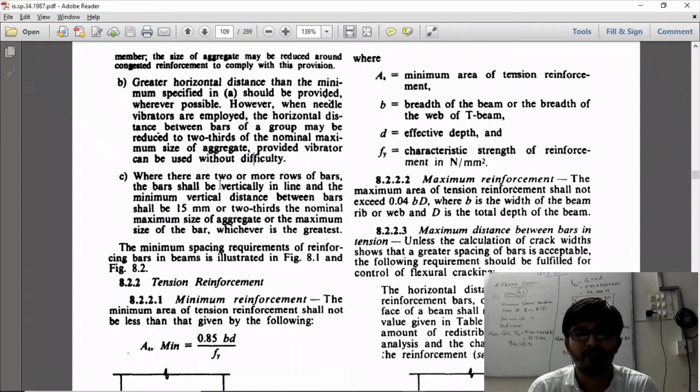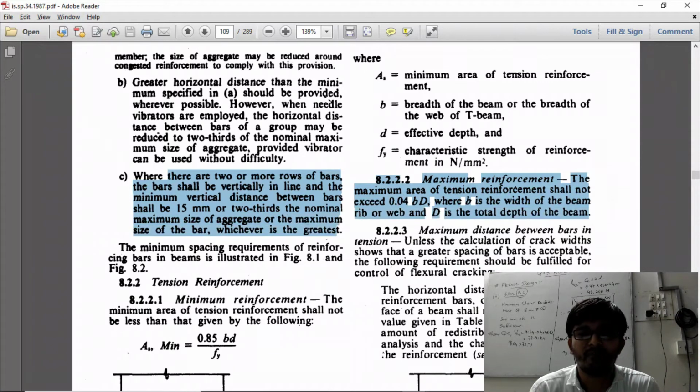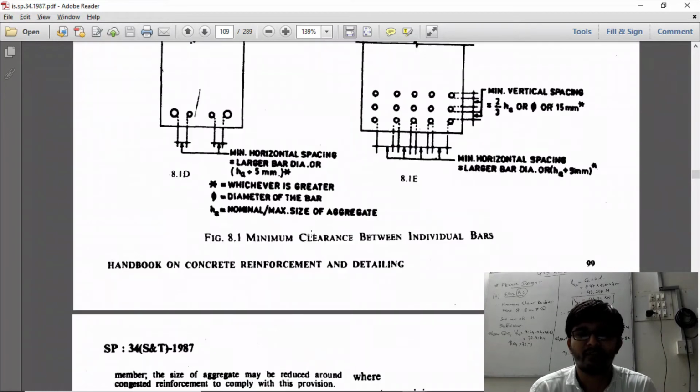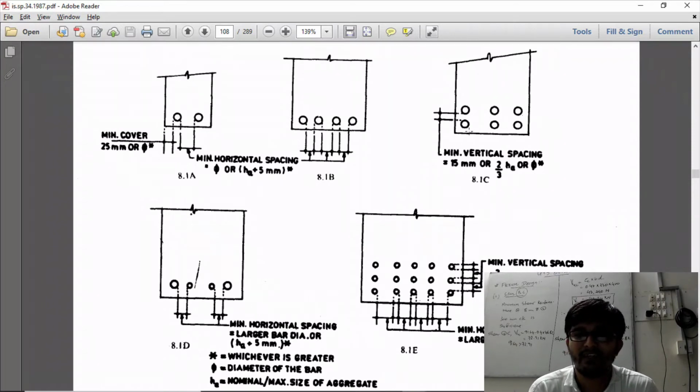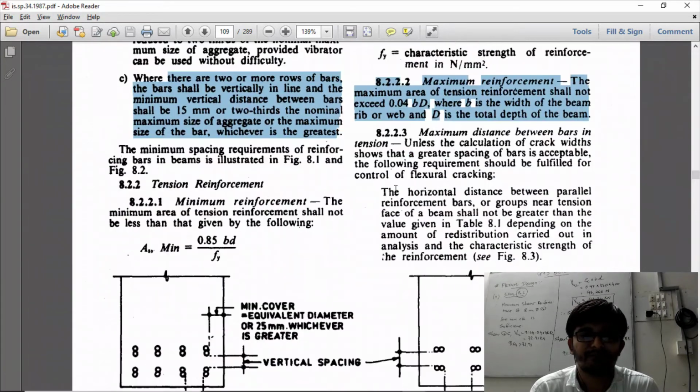Then where there are two or more rows of bars, the bars shall be vertically in line, and the minimum vertical distance between bars shall be 15 mm or 2/3 the nominal maximum size of aggregate or maximum size of bar, whichever is greater, right? The same thing you can observe in this figure also. It is talking about this distance, where different lines of bars are there. Here 8.1c, different lines of bar. So the distance between two lines of bar is how much, that is also given. Then the minimum spacing requirements of reinforcement is given in the figure, as you can see.